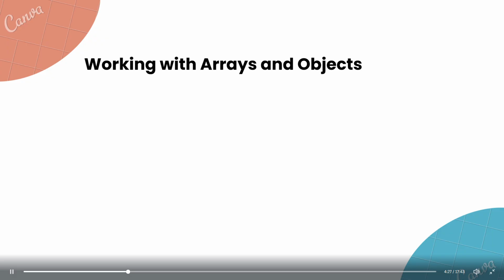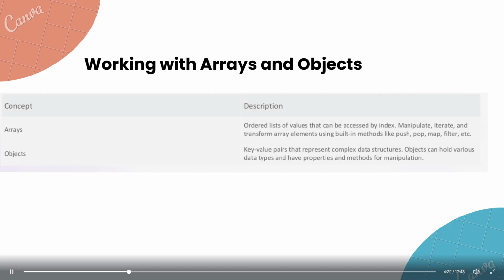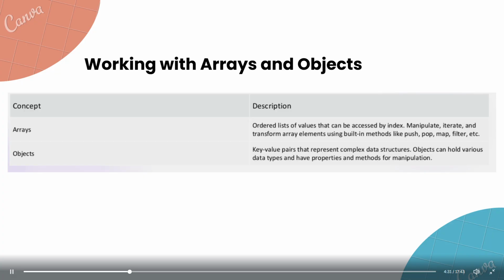Working with arrays and objects. Here is a description of concepts like arrays and objects. First, let's discuss arrays. An array is an ordered list of values that can be accessed by index. You can manipulate, iterate, and transform array elements using built-in methods like push, pop, map, filter, and etc.